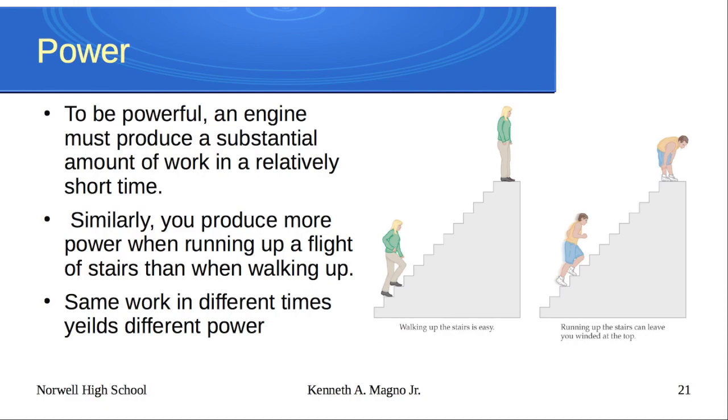So if we want to think of a human, humans can run up a set of stairs or walk up a set of stairs. They're going to do the same amount of work, the same change in potential energy. Just in one case, they do it in a short amount of time, a lot of power is being used, or in a larger amount of time, less power, okay? So same work, different times yields different power.